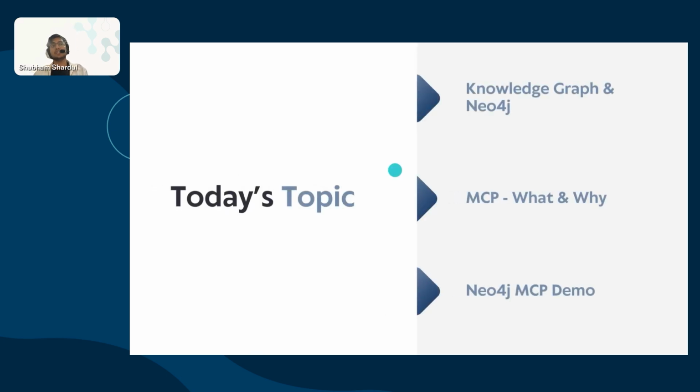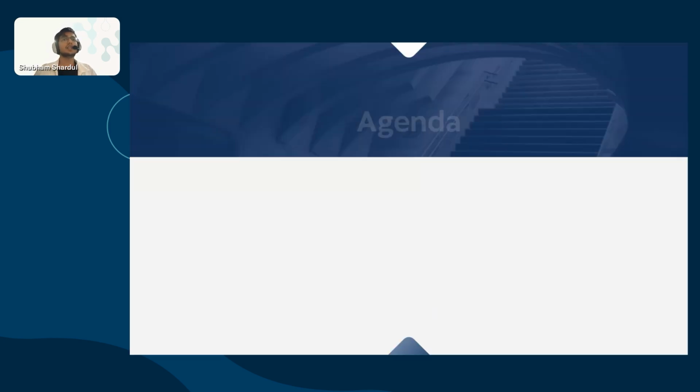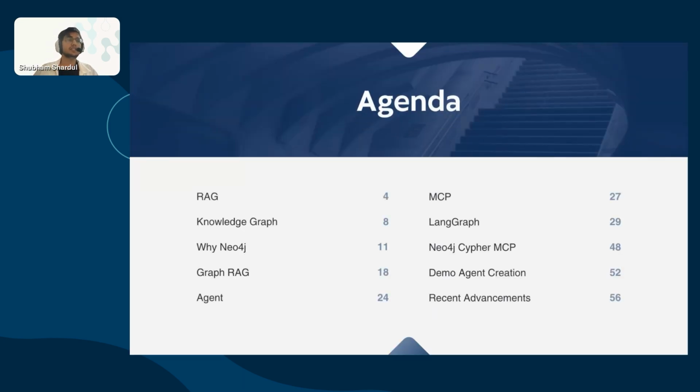So these are the topics that we will cover. We will cover the knowledge graph and why we use Neo4j. We will cover what is MCP and why we use it. And in the last, we will go through a small Neo4j MCP demo. This is the agenda for today.